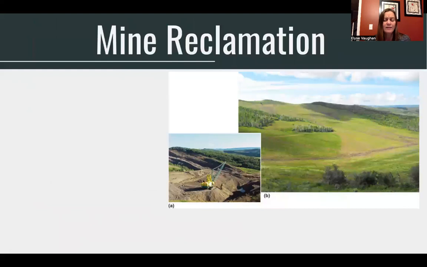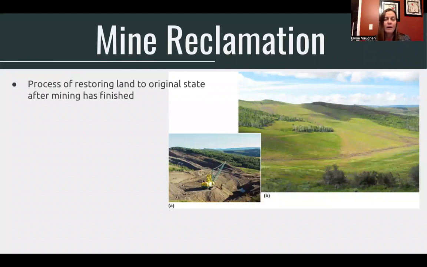So how do we address this? Well, one of the required pieces of legislation that you guys learned about this summer kind of gives us a hint. SMCRA, or the Surface Mining Control and Reclamation Act, requires mine operators to reclaim the area. And reclamation is this process of restoring land to its original state after mining has finished. So you see this image of the mine during the mining process and then the mine after the restoration process.